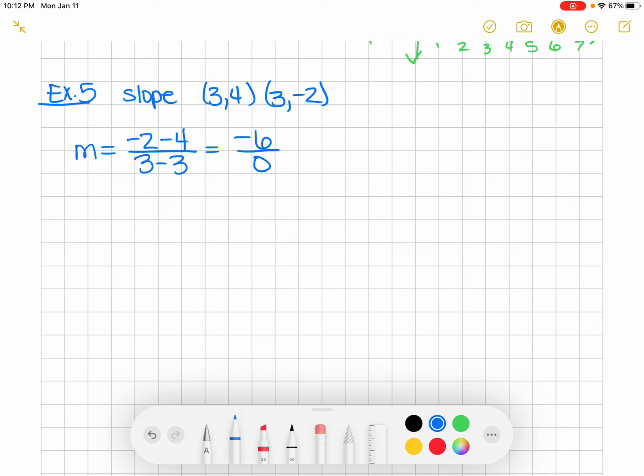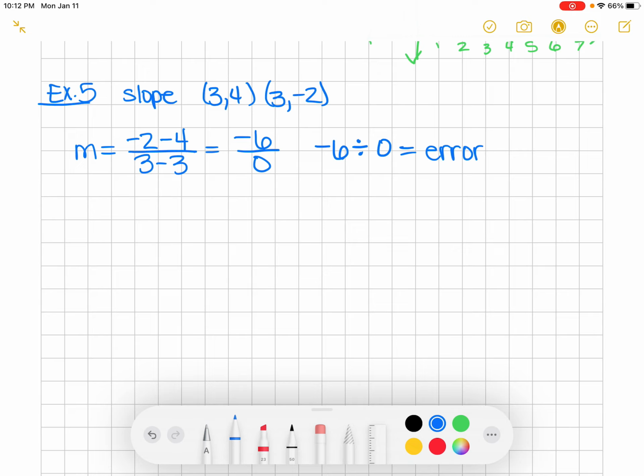Now, some of y'all might have left it like that. Some of y'all might have said, oh, that equals 0, which is not correct. What I want y'all to do now is, you should always have a calculator with you in algebra. I want you to put this into your calculator. Put -6 divided by 0, and tell me what your calculator gives you. Most calculators will give you something like an error. It will say error, or not a number. Okay, and why is that?